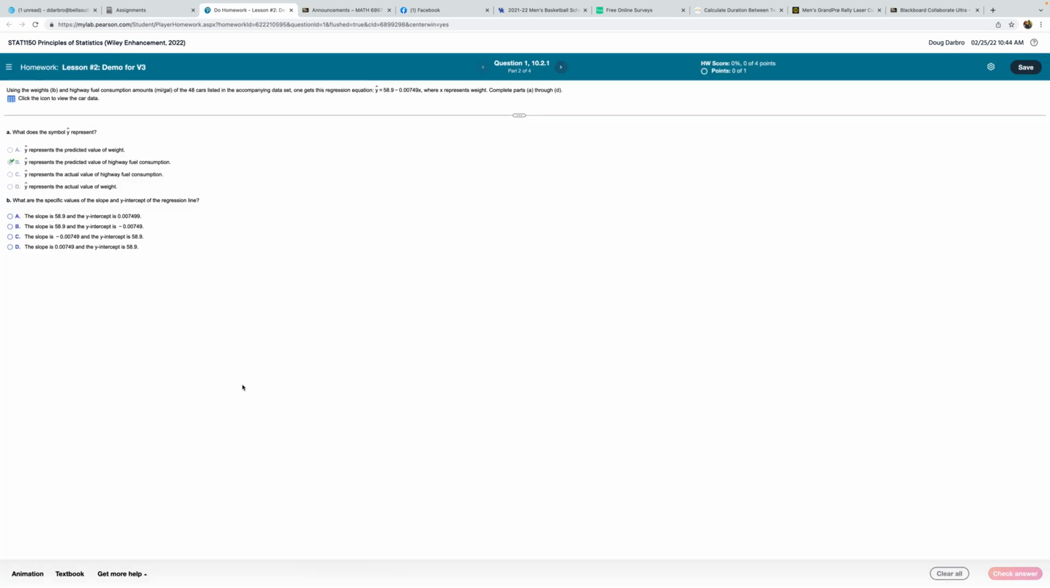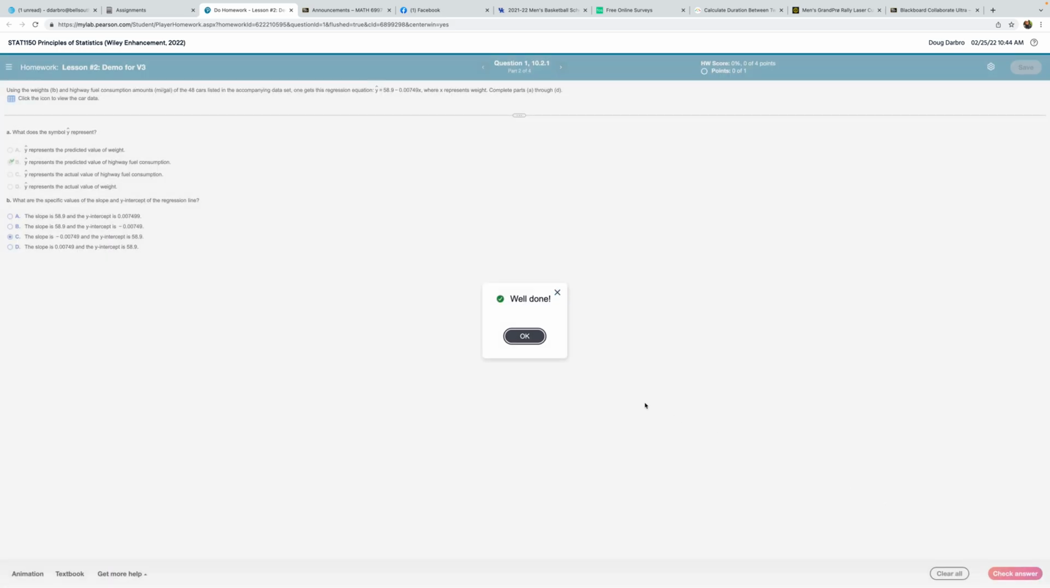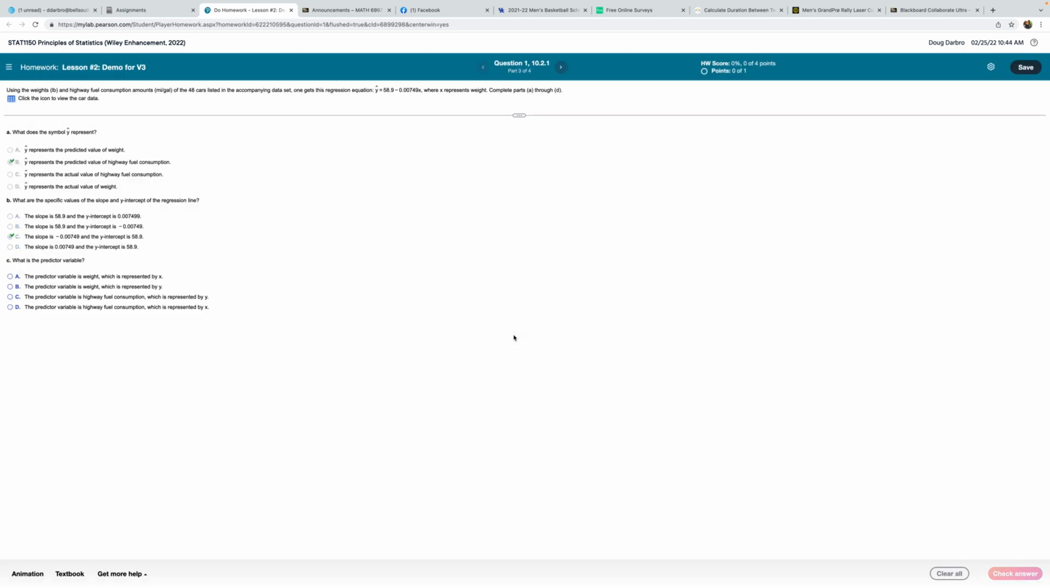What are the specific values of the slope and the intercept? So remember, the slope is the value that goes with the x. So the slope is going to be negative 0.00749, and the intercept is the other number, the number without the x. So these are pretty straightforward, as long as you don't make an accidental click of an incorrect answer.